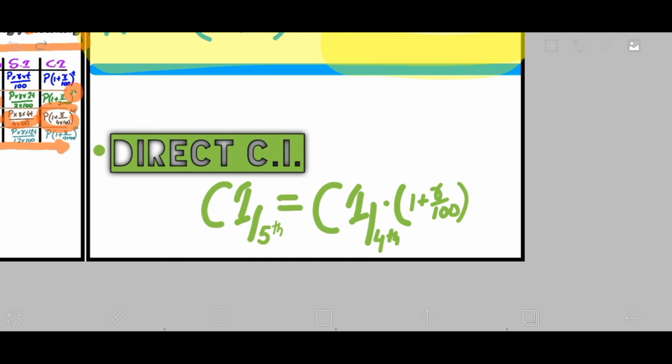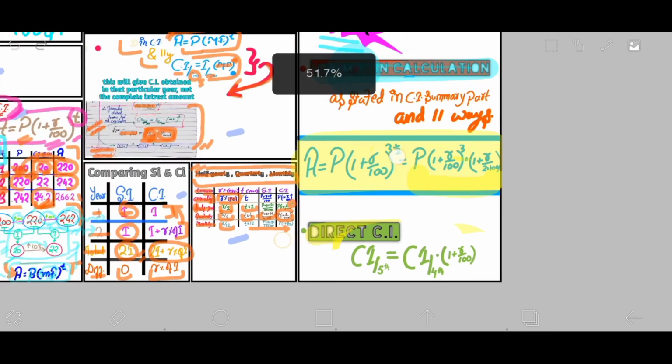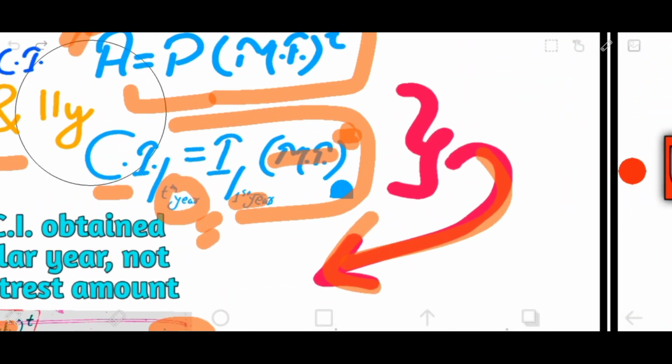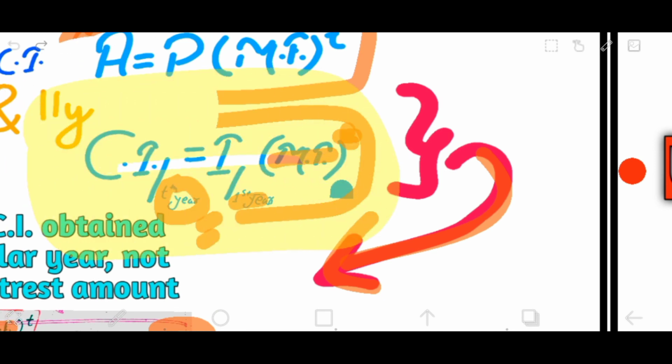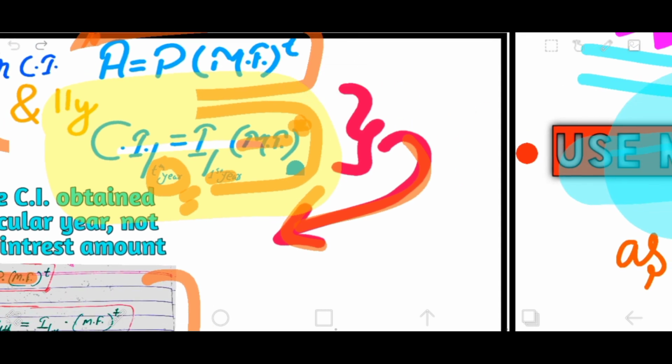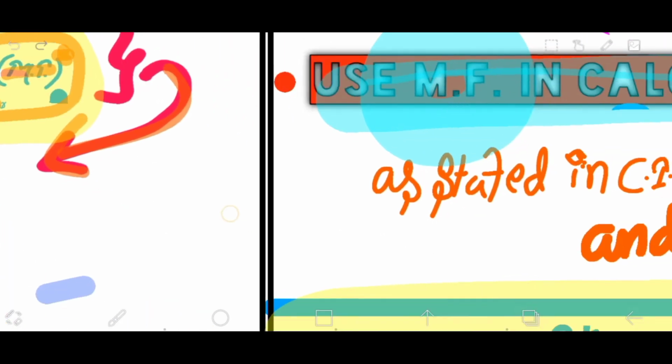So the other trick is the direct CI. Suppose you have been asked the CI of the 5th year in the question and you have been given the CI of the 4th year, then you could just directly calculate it by multiplying the CI of the 4th year with the multiplying factor, that is 1 plus R%. And if you want to know how this happened, then I'll request you to understand this concept one more time, because here's the key of how that conclusion arrived. And if you didn't understand and want to understand, then just comment down.